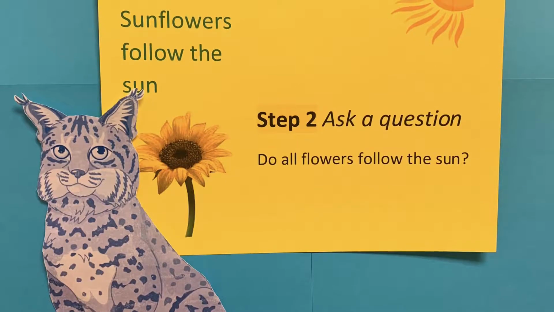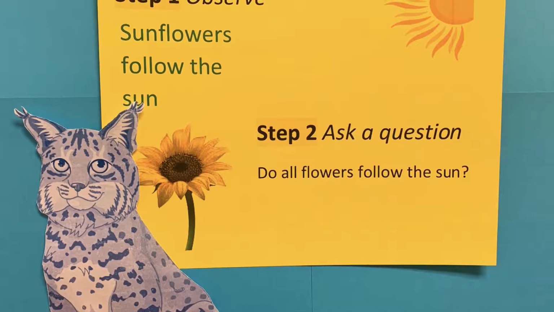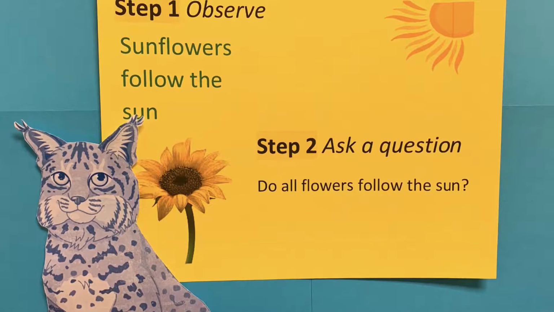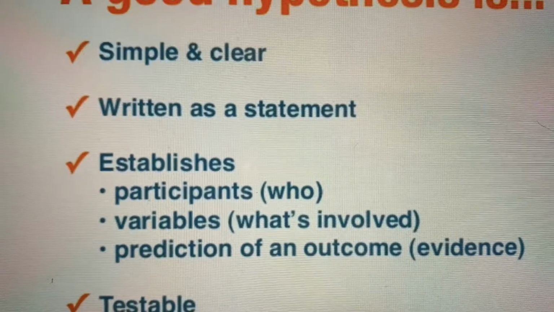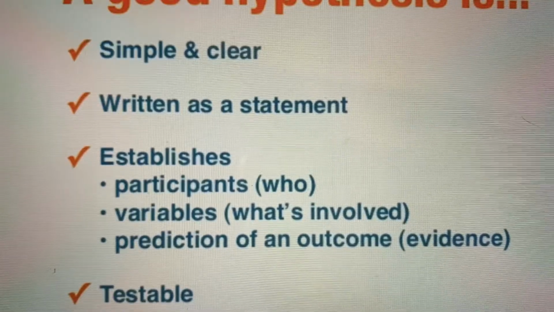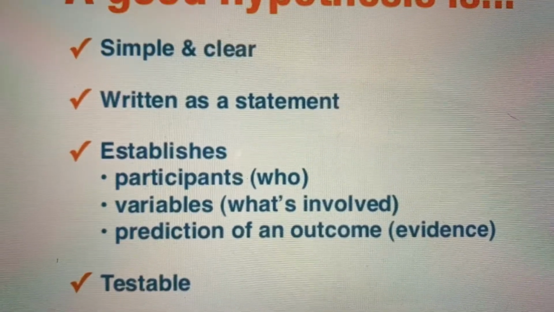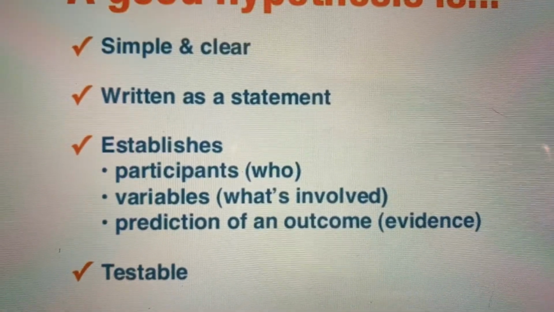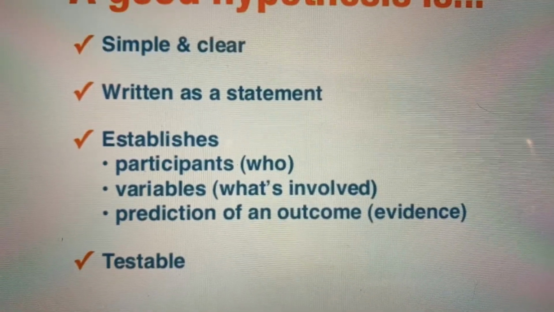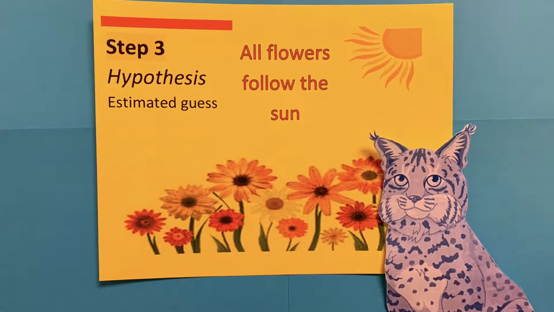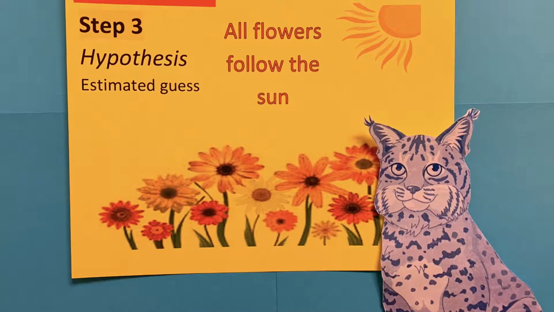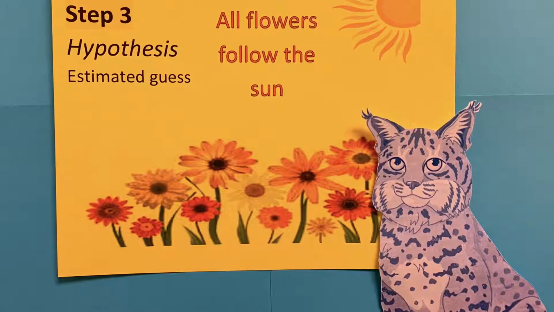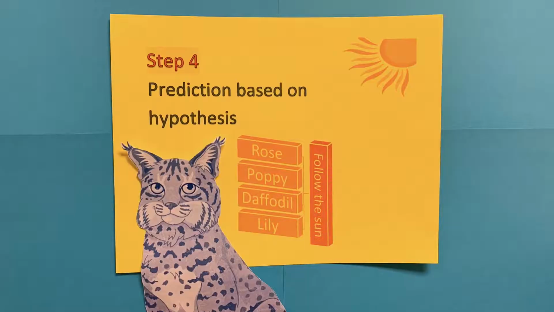So if we say sunflowers follow the sun, that is our observation. Our next one is a question. Do all flowers follow the sun? A hypothesis should be simple and clear, written as a statement, and establishes what exactly we're asking, and it needs to be testable. So our hypothesis, an estimated guess, is that all flowers are going to follow the sun. Is that right? I don't know, but we're going to find out.